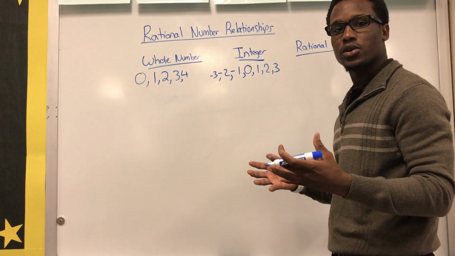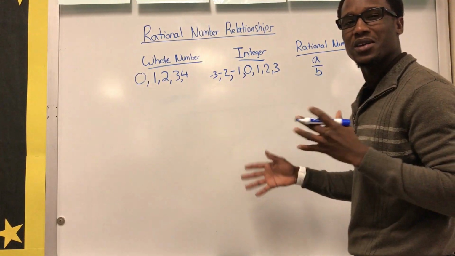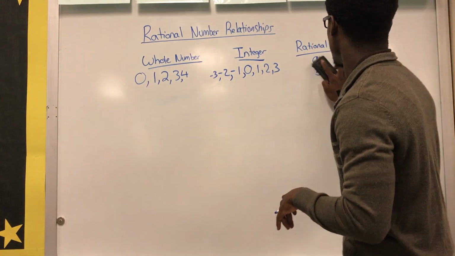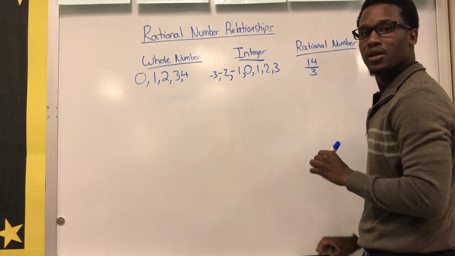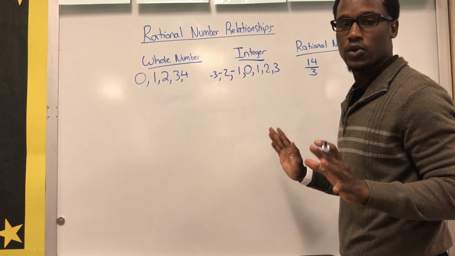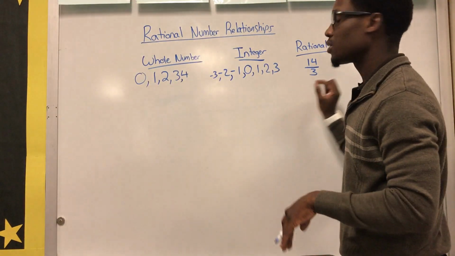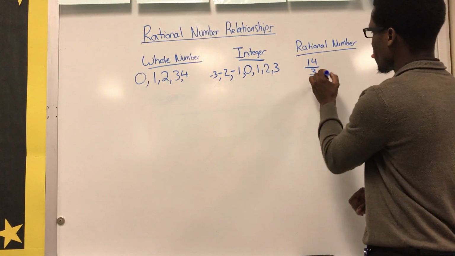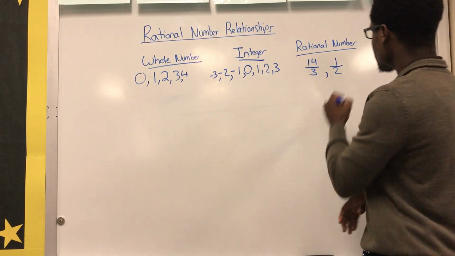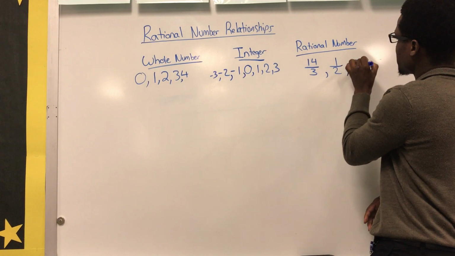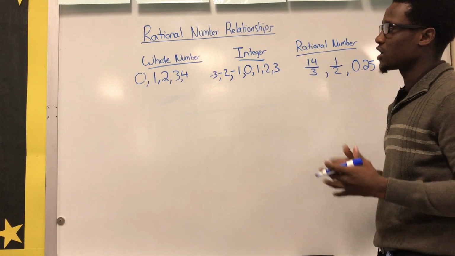Next is a rational number. Now, a rational number is a number that can be expressed in the form a over b. So it could be either a fraction or a decimal. So let's say we have 14 over 3. 3 cannot go evenly into 14, so we already know that this is neither an integer nor a whole number because we're going to have a decimal here. Now, 1/2 is also going to be a rational number. 0.25 is a decimal. This is also going to be a rational number.